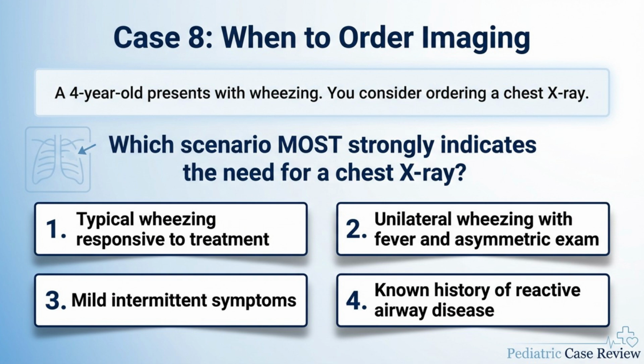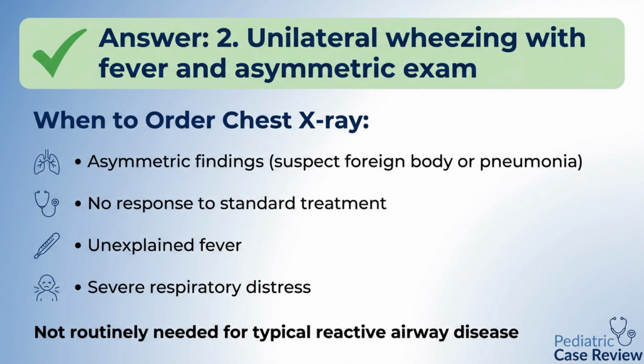Option 3, mild intermittent symptoms. Option 4, known history of reactive airway disease. The correct answer is option 2, unilateral wheezing with fever and asymmetric examination. In most cases of typical reactive airway disease, chest X-rays are not routinely necessary.